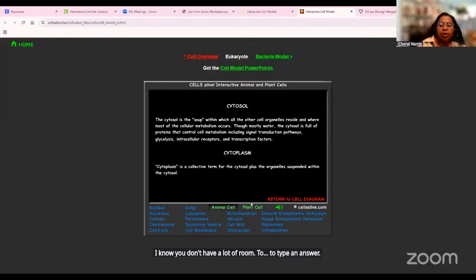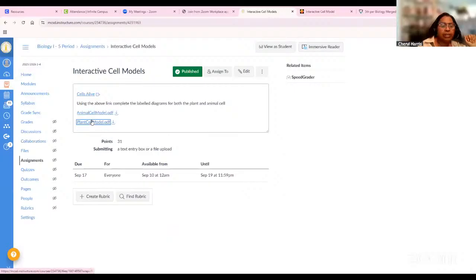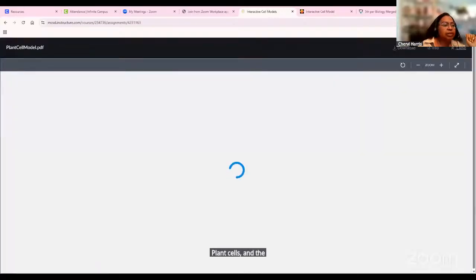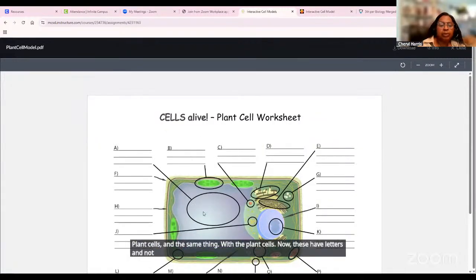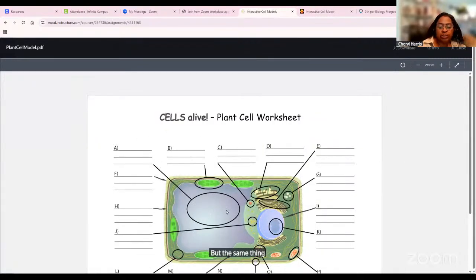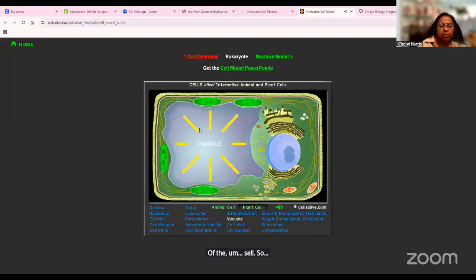All right. When you finish that, download plant cells and do the same thing with the plant cell. Now these have letters and not numbers, but the same thing. A is pointing to just the empty space in the middle of the cell. So just point to the empty space and they're calling it a vacuole.